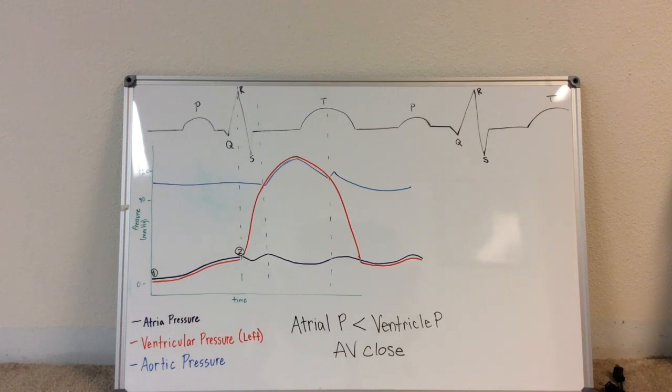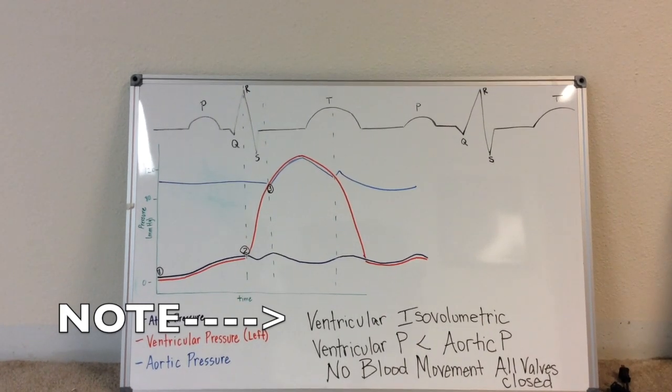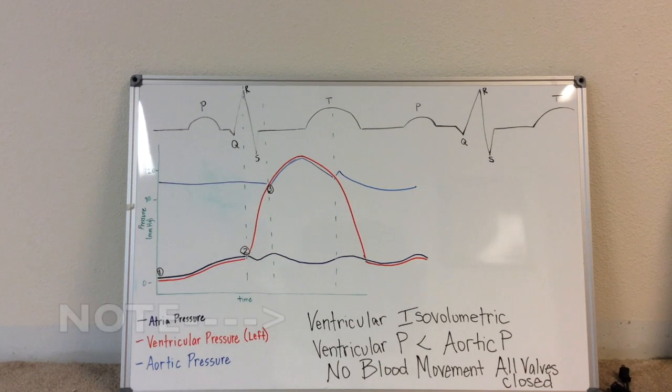So again, at point 2, ventricular pressure becomes greater than atrial pressure because the ventricles enter systole or contraction. This closes the AV valves and allows for atrial filling and allows for ventricular pressure to build up. So after the AV valves are closed, we enter a phase called ventricular isovolumetric contraction. This is just a fancy way of saying that all the valves are closed because ventricular pressure is greater than atrial pressure, but is not as great as aortic pressure.